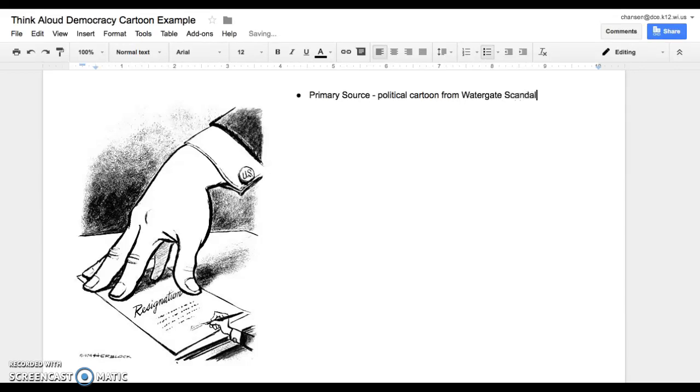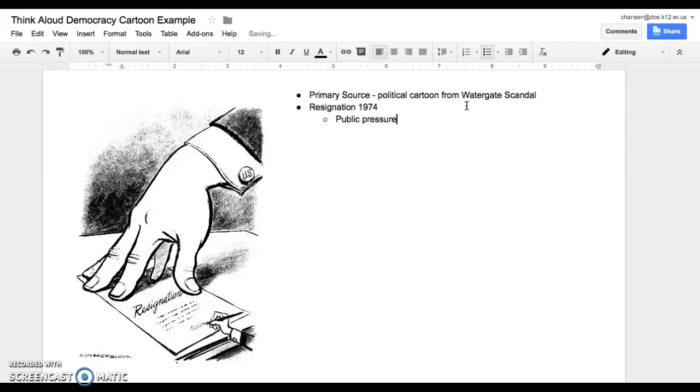So the first thing that we can tell you is that this is a political cartoon that comes to us after the Watergate scandal involving Richard Nixon. And as you can see from the piece of paper, it has to do specifically with the resignation of Nixon, which took place in 1974.